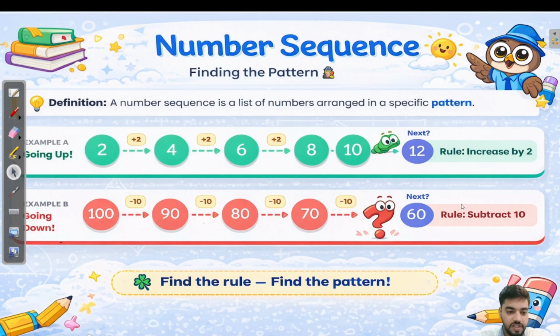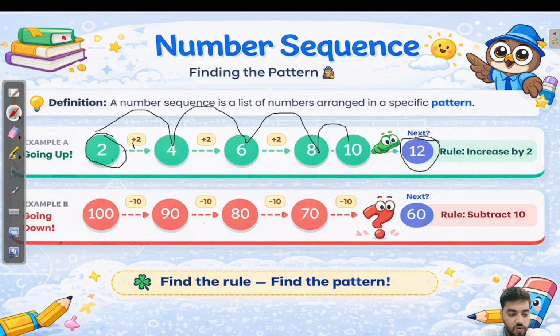So first we learn about number sequence. What is a number sequence? A number sequence is a list of numbers arranged in a specific pattern. Can you see, when we go 2 to 4, 4 to 6, 6 to 8, 8 to 10, can you tell me the next number? Yes, it is 12. Why? Can we see the pattern here? 2 plus 2 is 4, 4 plus 2 is 6, 6 plus 2 is 8, 8 plus 2 is 10. By finding the pattern, we can easily tell the next number in this sequence is 12.